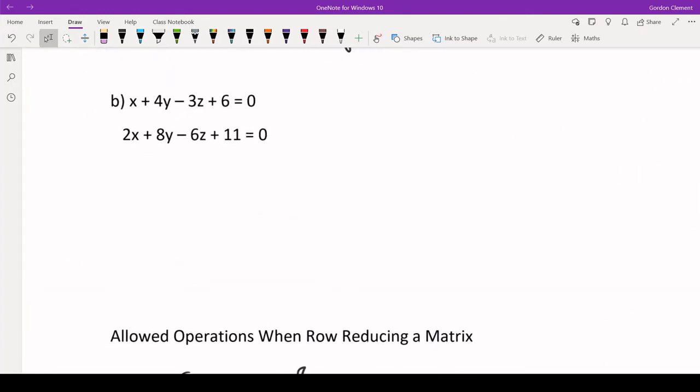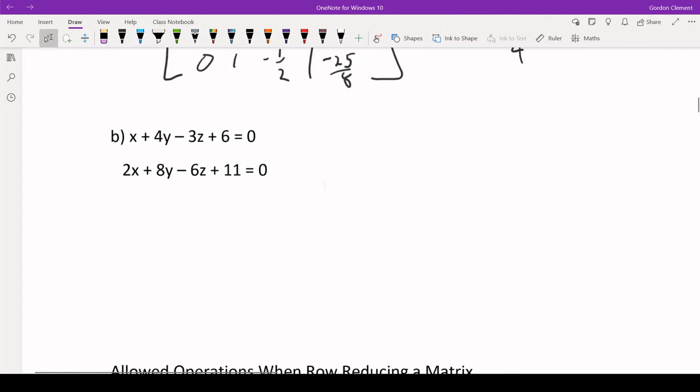Here's my next example. You can see I have much less room to do this one, and that's on purpose, because I'm looking at my normal vector, and I see that this is times 2, and this is times 2 and matches, and this is times 2 and matches, and this is not times 2. So these equations are in fact different, because the first one would change to 2x plus 8y minus 6z plus 12 equals 0. And that's a different equation. It's a different plane than the first plane.